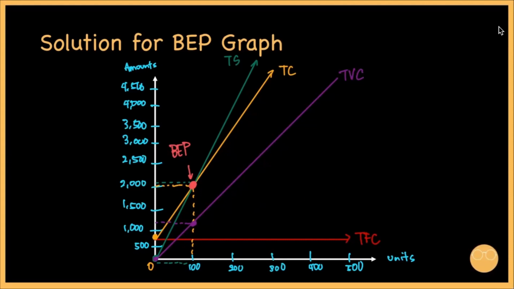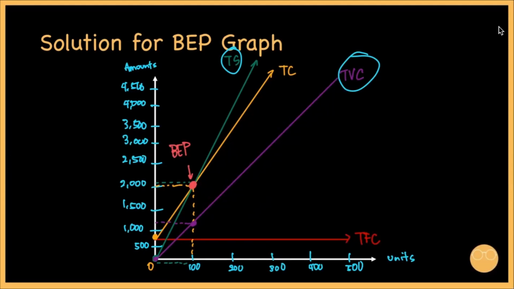If we are looking for the contribution margin here, it is always between the total sales and the total variable cost. So we are going to deduct the total variable cost from the total sales.